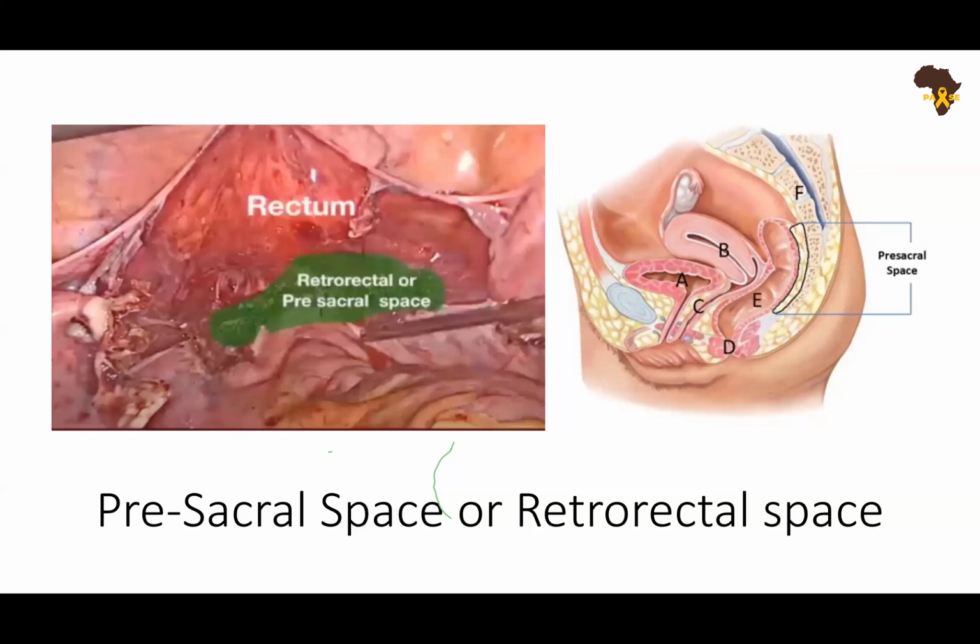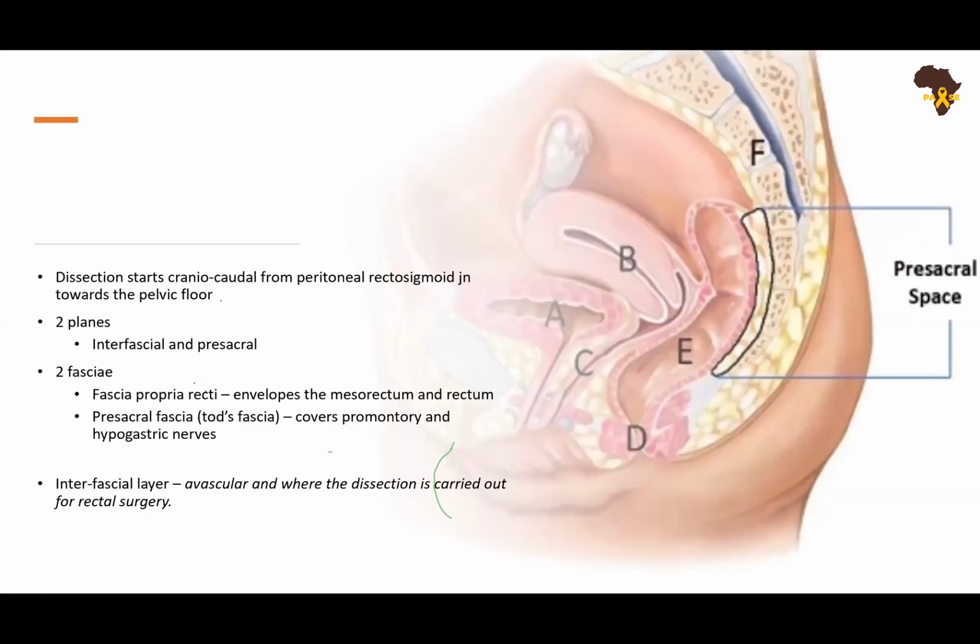When is this space important for us for endometriosis? It is important for us because you may have to go posterior to the rectum to free this rectum for possible resection and anastomosis in case of rectal nodules. And in case of even a nodule excision, you will need to go into this space to free the rectum to allow for non-tension repairs. So this dissection of the presacral space would again start craniocaudal, and you will start from the peritoneal rectosigmoid junction towards the pelvic floor.